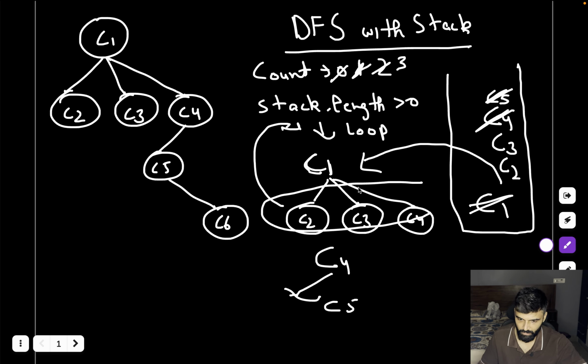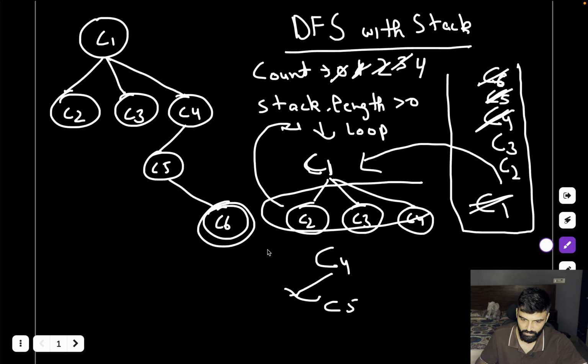And then we'll check if there are any children for C5. There is 1 child for C5, which is 6. Put it inside the stack. Okay, then do the same thing: pop out the last element, increase the count, right, C4, C6.